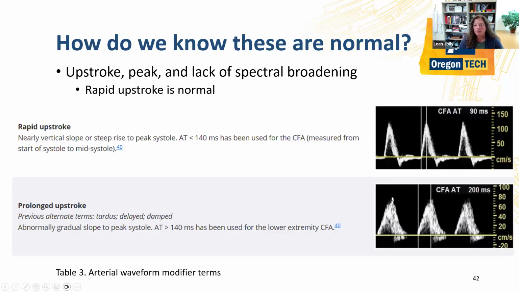So this slope is greater, and we can measure what's called acceleration time. How long is acceleration time taking here versus here? They actually measured it. In this normal common femoral artery, the acceleration time was 90. This abnormal one, acceleration time was 200. Acceleration time is not always measured in the common femoral artery, but this demonstrates what abnormal looks like and how long it is taking.